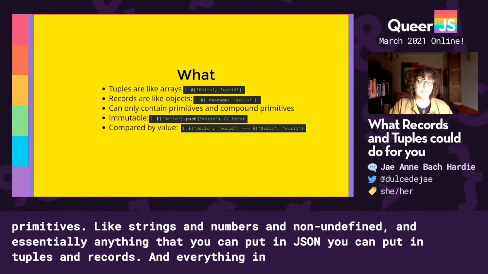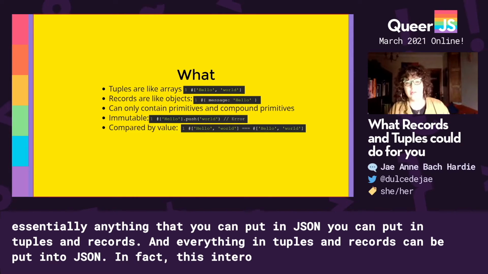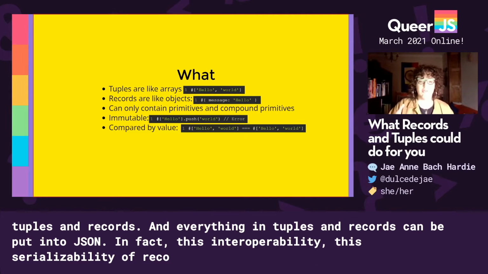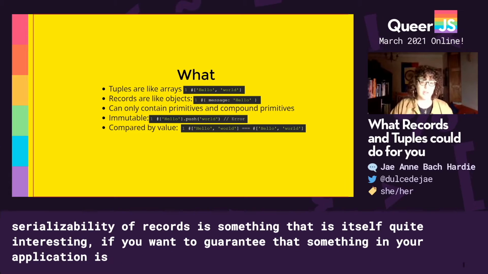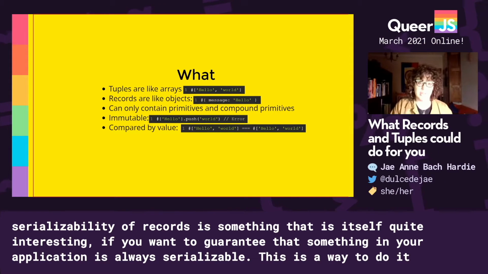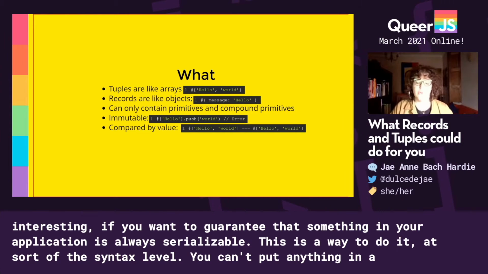In fact, this interoperability, this serializability of records is itself quite interesting if you want to guarantee that something in your application is always serializable. This is a way to do it at the syntax level. You can't put anything in a record that can't be transformed into JSON.